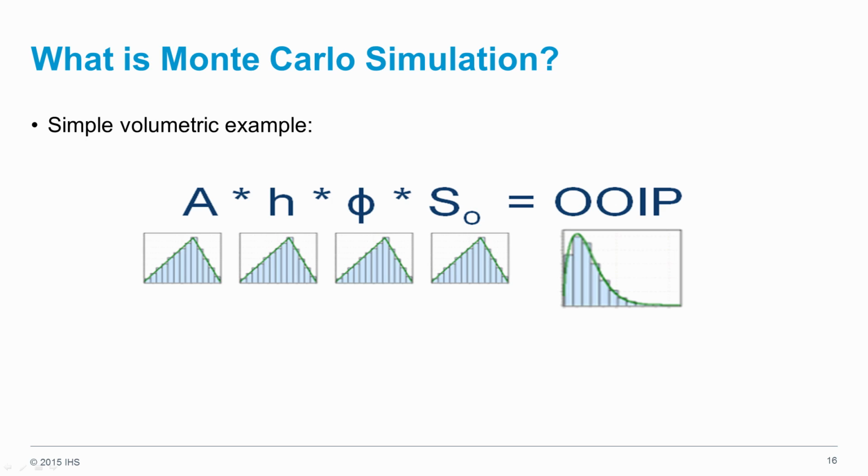Now this is a simple volumetric example. When we apply this in this approach, it'll actually be the analytical model equation as our engine for generating results. So much more complicated, but the same theory of Monte Carlo simulation applies. Uncertain inputs, Monte Carlo simulation generates our probabilistic output.